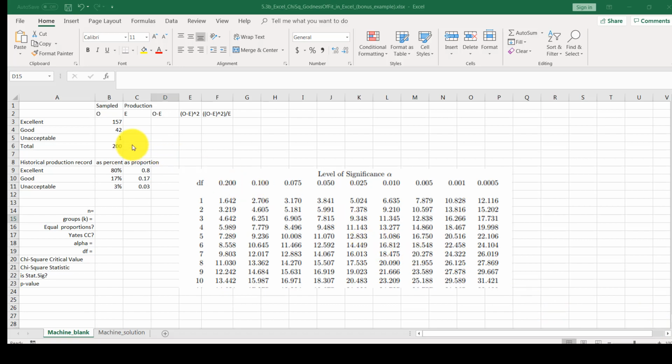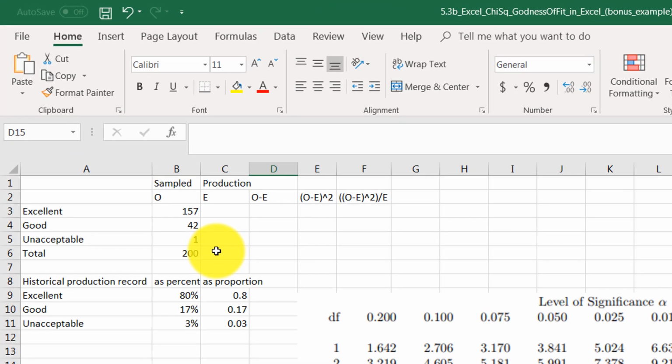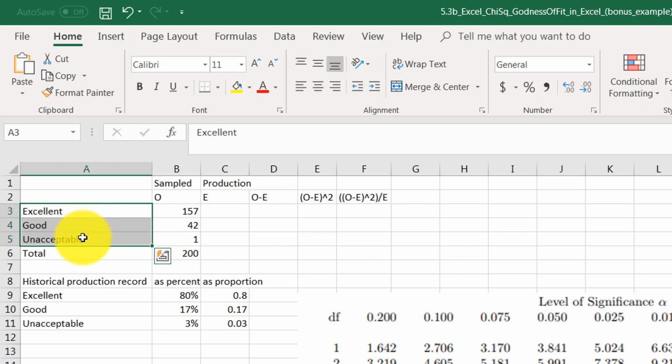In this particular example, we have a machine on a production line that produces things of different levels of quality. Those levels of quality are excellent, good, and unacceptable. I have them listed in column A, rows 3 through 5, and then I have a total in row 6.